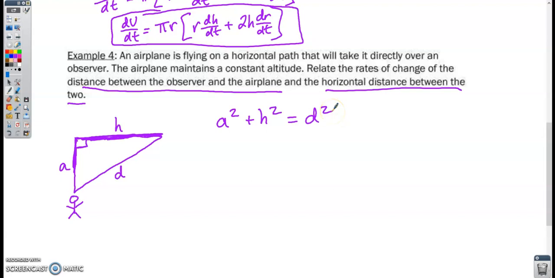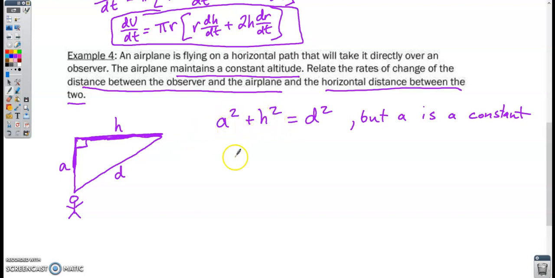And now we want to take the derivative of this with respect to time, but something that you want to keep in mind here, because the airplane's maintaining a constant altitude, no matter how far the airplane's flown along here, the value of a right here does not change. It's a constant. So when we take the derivative of this, we need to realize that a squared is a constant. And so when we take the derivative of that constant, it's 0.